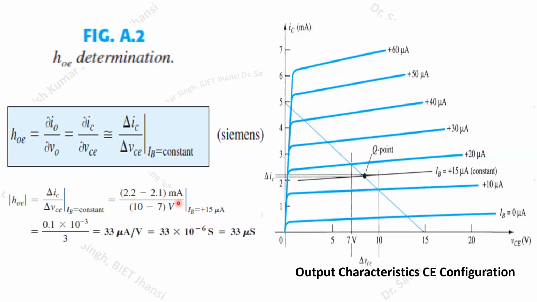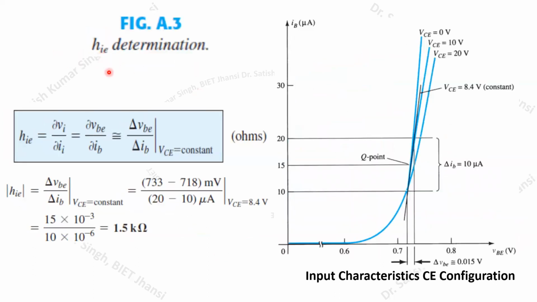Remember that this constant value we have to choose as per our Q point, and we have to choose the Q point within the active region. That we have to take care of. Here you can see this HOE, you will get something like 30 microsiemens. So this way you can calculate. Remember that hybrid parameters do not have uniform units; they have different units.